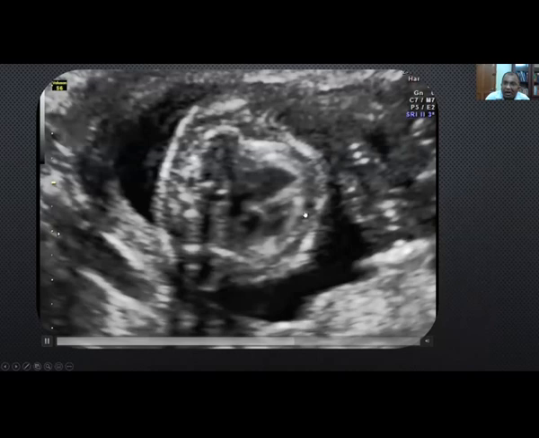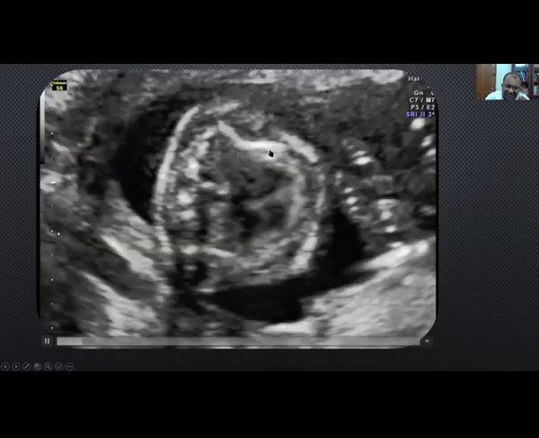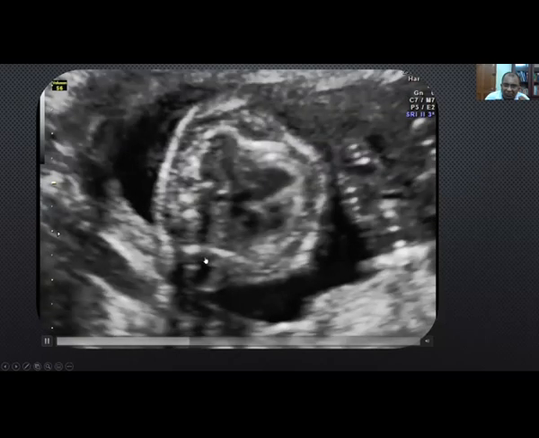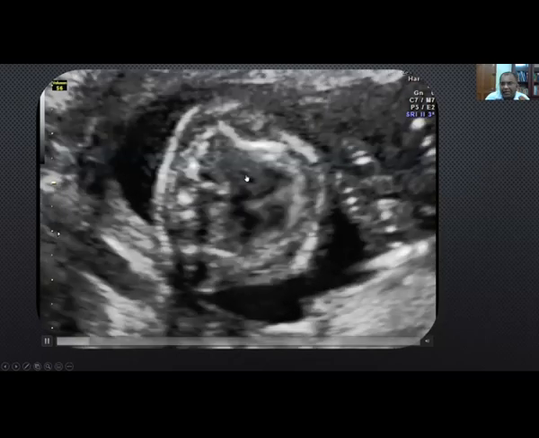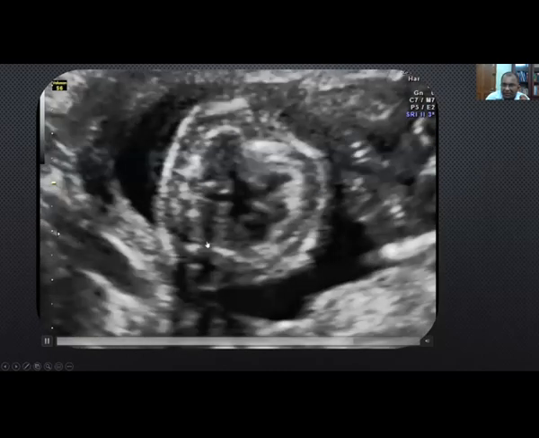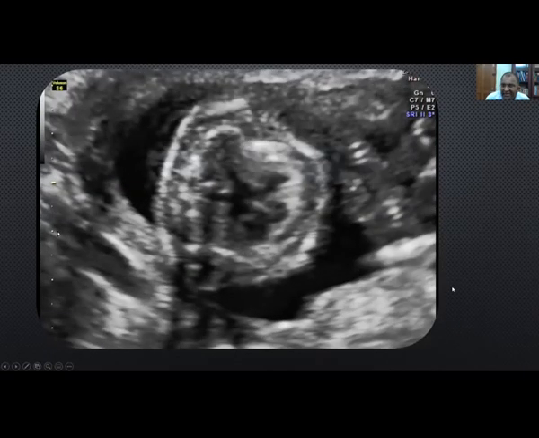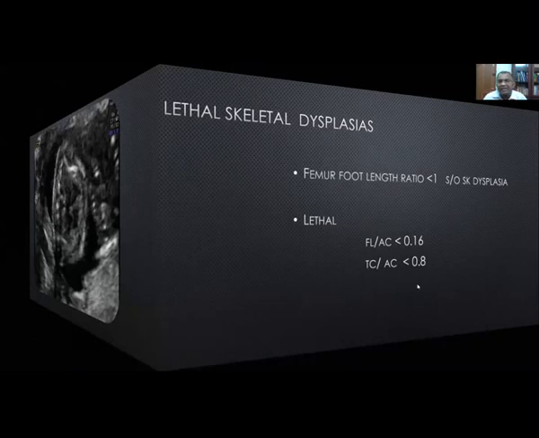Again, the heart appears large because the thorax is small. You can see the abnormal contour shape of the rib bones. The heart occupies a large portion of the thorax. That's because of the small ribs causing pulmonary hypoplasia. So these are indicators for a lethal skeletal dysplasia.